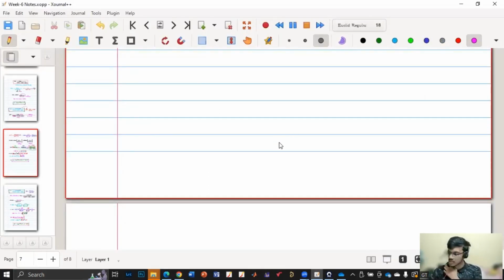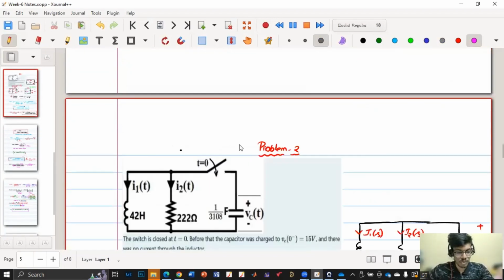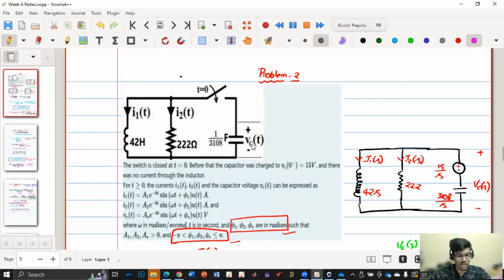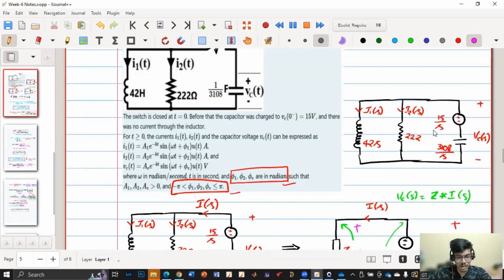So let me just quickly summarize what we have solved in this problem 2. In problem 2, they have given one RLC network with C having some initial condition. We have followed the 3 steps that we have learned at the beginning: converting into S domain, solving in S domain, which is the second step, followed by the third step, applying inverse Laplace transform.